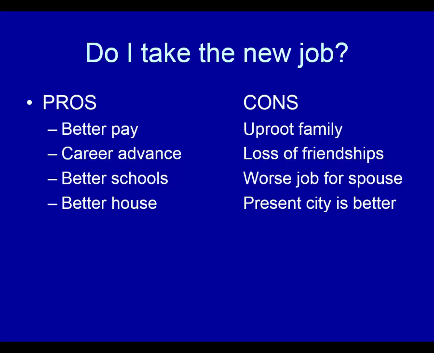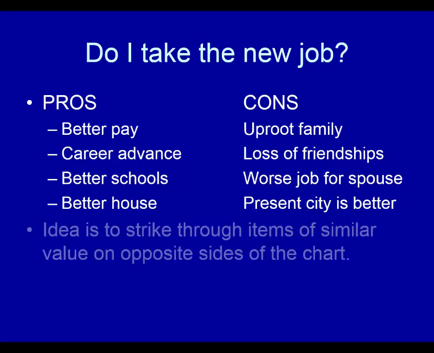So here, again, just hit the pause button, look over these, and this is just an example. Okay, you got several pros and several cons. If you thought that a better house and present city are of equal value, then you'd strike through both of those. Then you'd have 6 left. Then you'd see if there's some others of equal values on opposite sides and strike through those. And you could come up with the only 2 left would be better pay and uproot the family. Then you just got to look at those 2 and see which is more important.